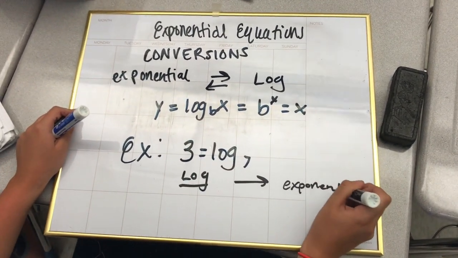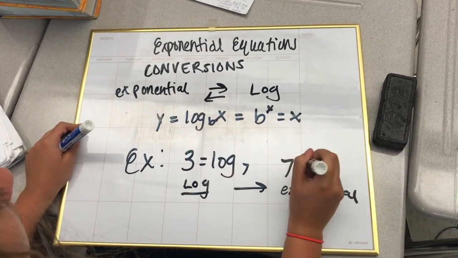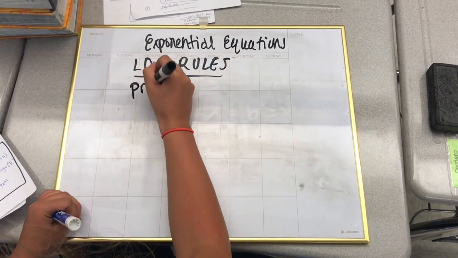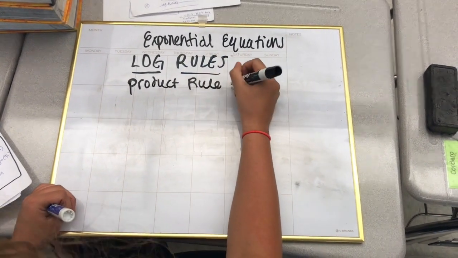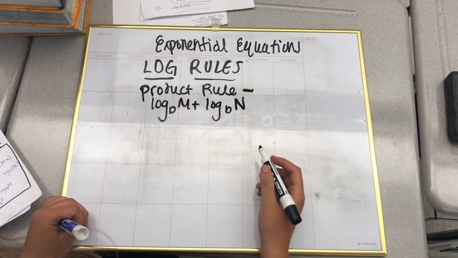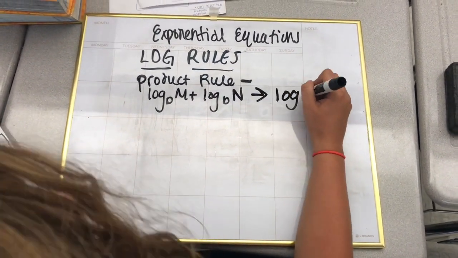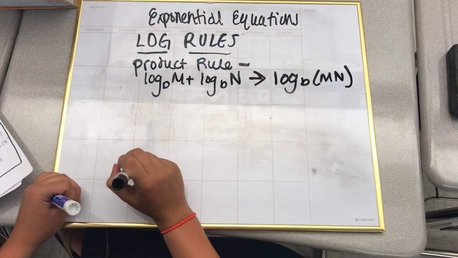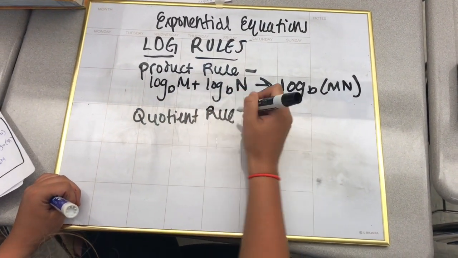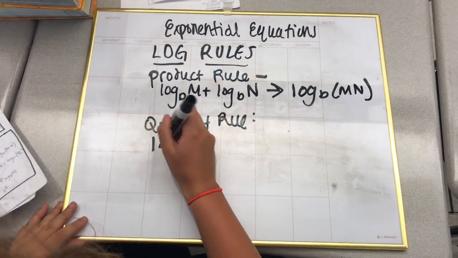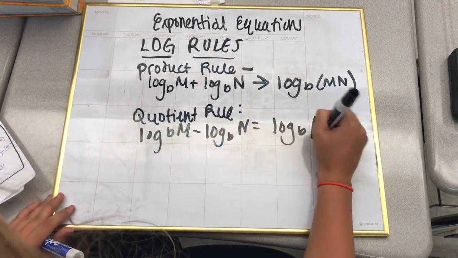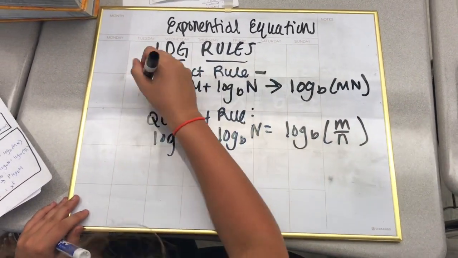3 equals log base 7 of x. If you change that into an exponential, you will get 7 to the power of 3 equals x. Here are some log rules, which will also help you solve these types of problems. The first one is the product rule, which basically says if you have two logs being added together, the m and the n would then be multiplied. The quotient rule is very similar. If you have two logs being subtracted from each other, the m and the n would be divided by each other, and those would be represented by real number values in an equation.